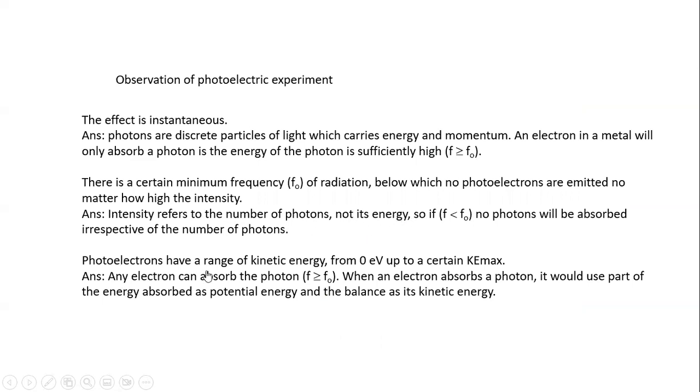Okay, the next observation is that photoelectrons have a range of kinetic energies from 0 electron volts up to a certain Kmax. How did Einstein explain this? He explained that any electron can absorb the photon, provided the frequency of radiation is greater than the threshold frequency. When an electron absorbs a photon, it uses part of the energy absorbed as potential energy and the balance as its kinetic energy. So the electron that comes out has kinetic energy from 0 electron volts up to a certain Kmax.